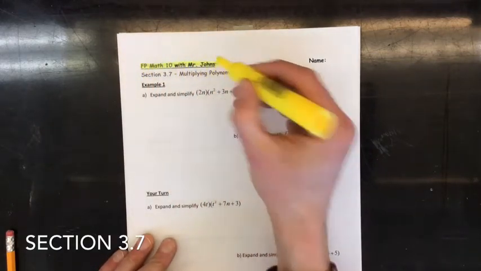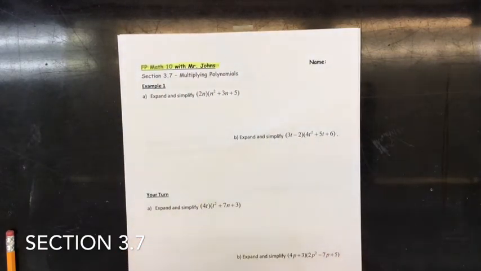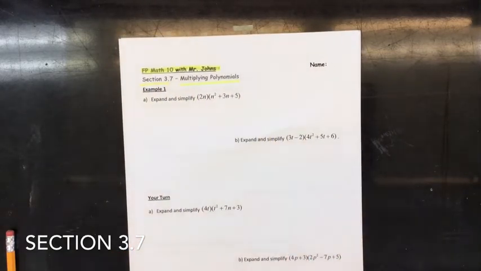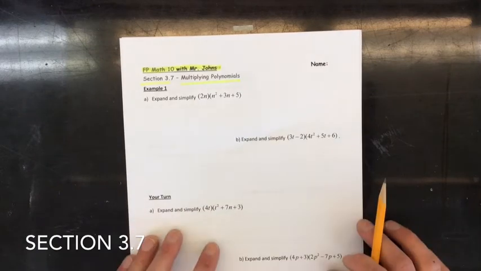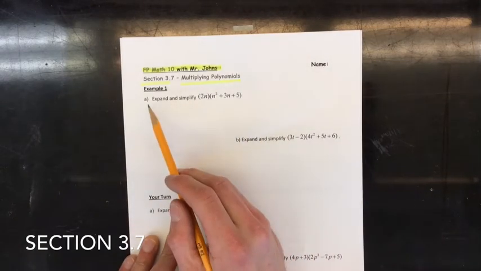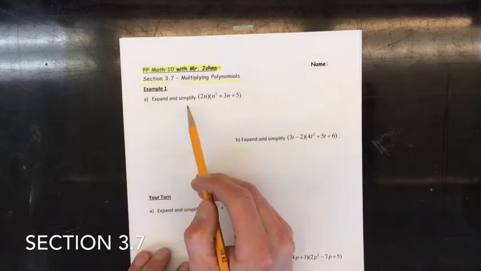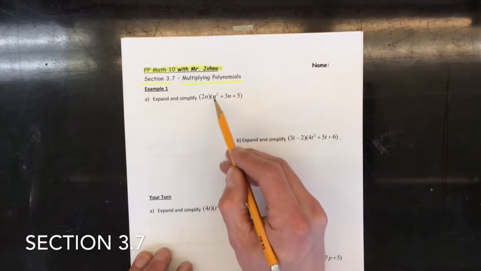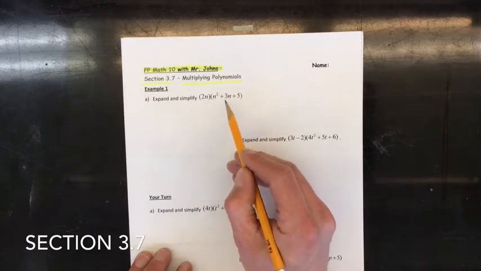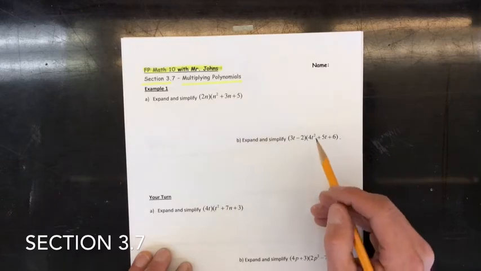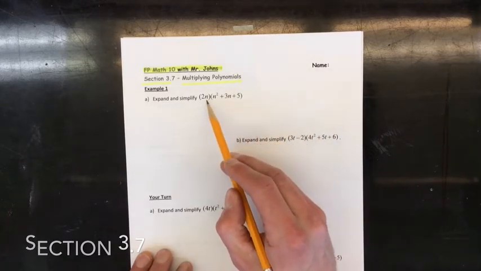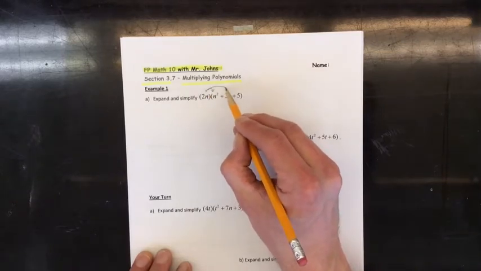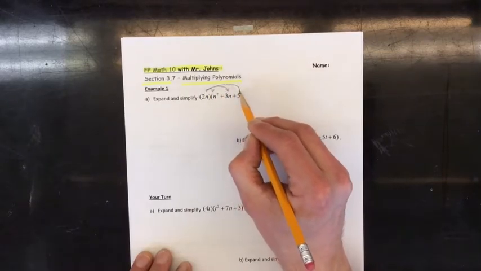Today, we're going to look at section 3.7, and this is about multiplying polynomials. So, basically, if we look at my first example, 1a, we want to expand and simplify. And we have 2n multiplied in brackets by n squared plus 3n plus 5. The important thing is we basically want to multiply everything in this bracket by everything in this bracket. So I'll distribute with arrows like this.